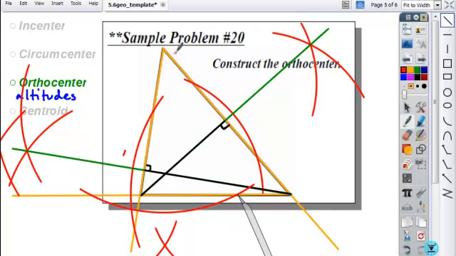And now from this intersection, connect to that opposite vertex. And that's my final altitude. As you can see, the portion of this perpendicular that is my altitude is just the portion that connects the vertex to that opposite side. And then I can see that my common point here is my orthocenter.